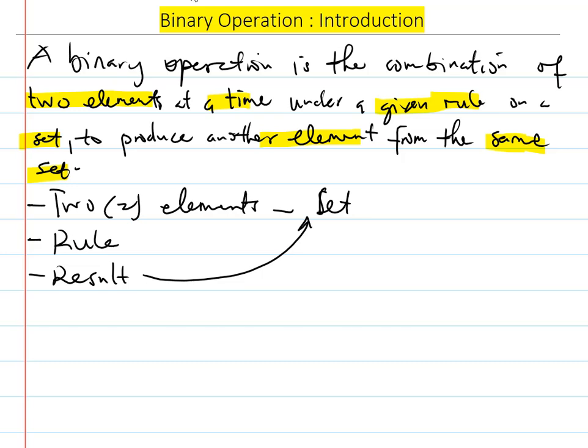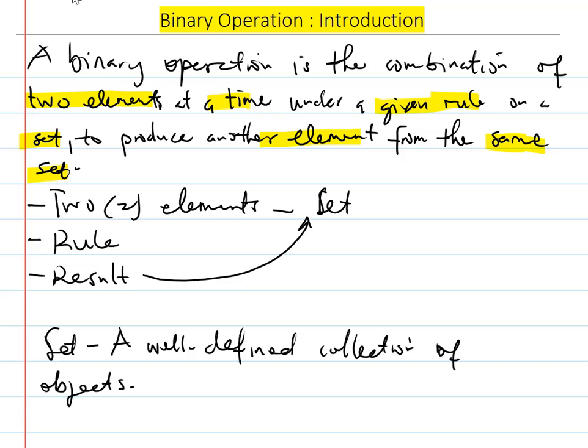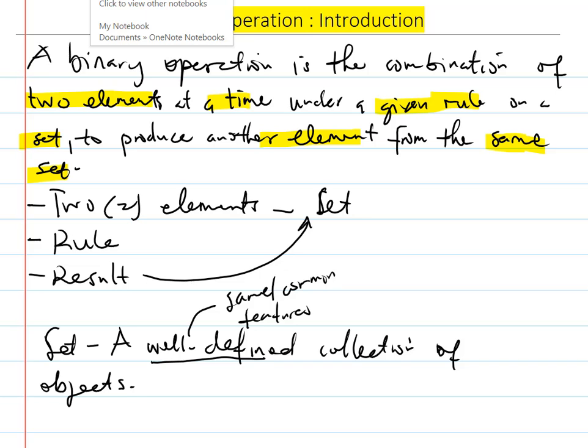What is a set? A well-defined collection of objects. But what is well-defined? How do you say something is well-defined? Well, something is well-defined if they consist of the same or common features. So if I say the set of natural numbers, you realize that natural numbers have a set of features that makes them natural, or the set of real numbers.